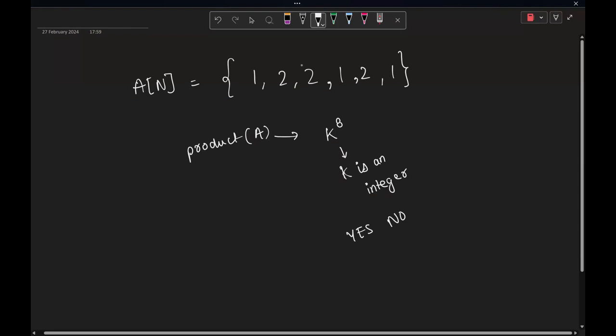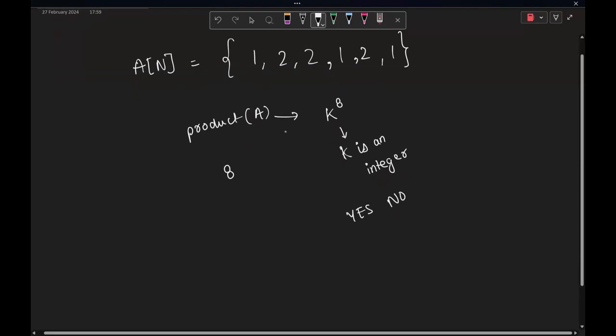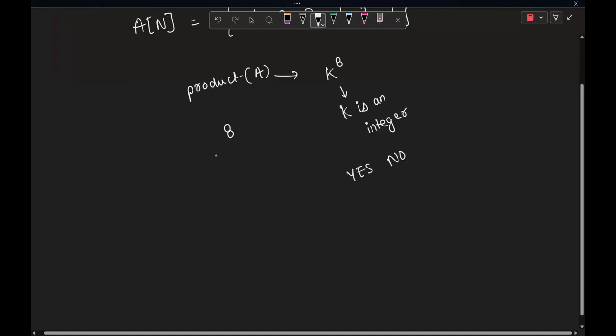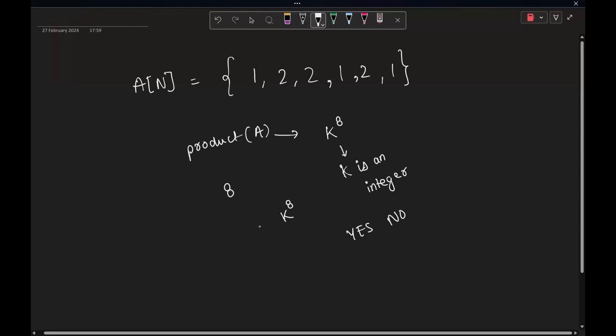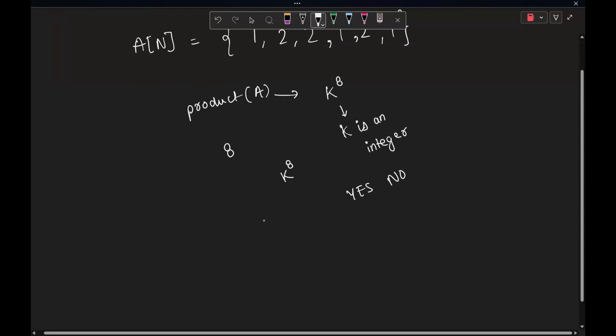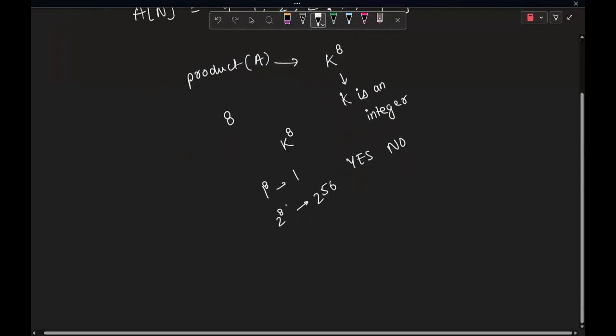If you see, in this example, the product of the array is coming out to be 8. So is it possible to have it represented as k raised to the power 8 for some integer k? The answer is simply no, right? Because 1 raised to the power 8 turns out to be 1, and 2 raised to the power 8 turns out to be 256. So if you represent 8 as k raised to the power 8, then k will be something between 1 and 2, which will not be an integer.